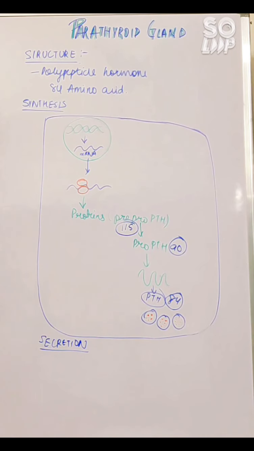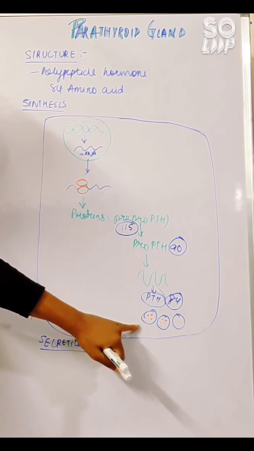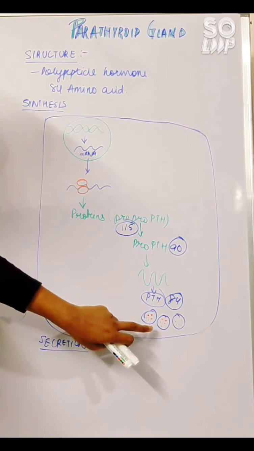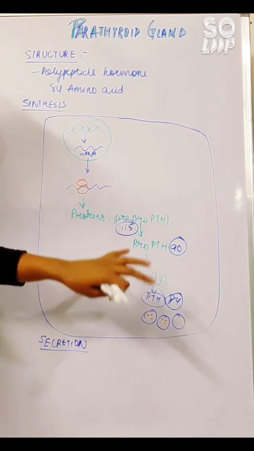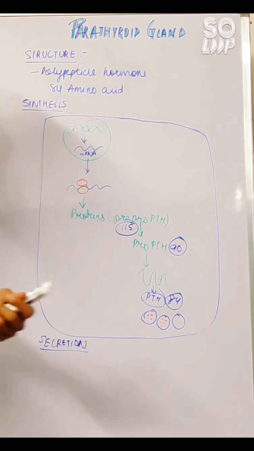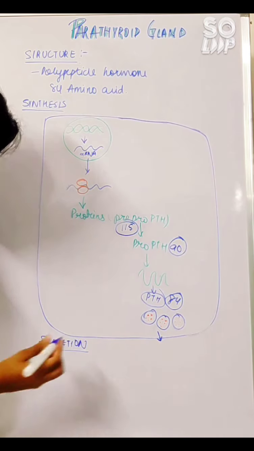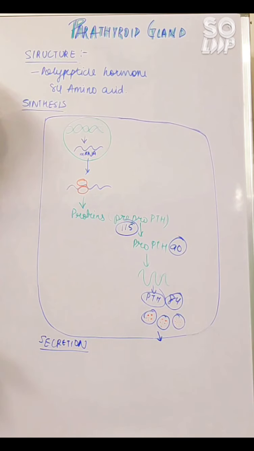Okay. Now, how are they secreted? The parathyroid hormone is released from the chief cell. I told you this is the chief cell, right? So this parathyroid hormone is released from the chief cell as a result of exocytosis. Okay. So there will be exocytosis and these parathyroid hormones will be released out.